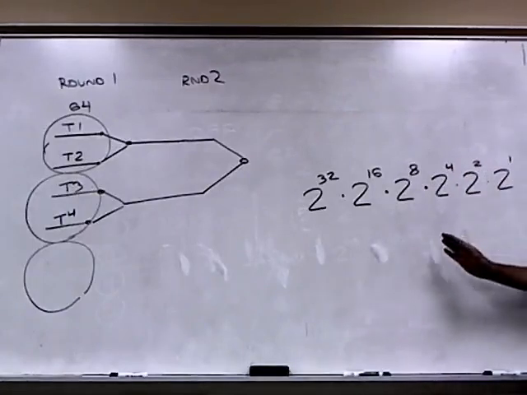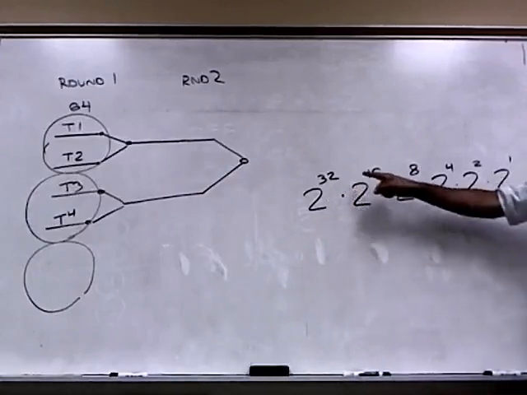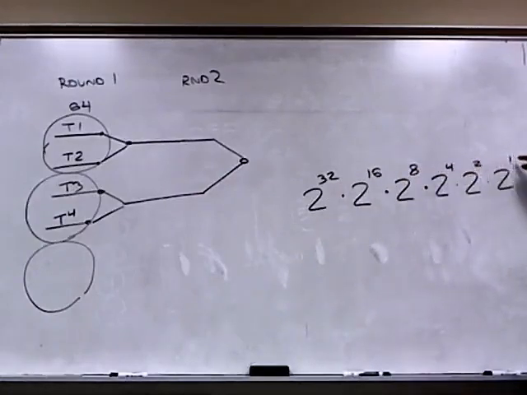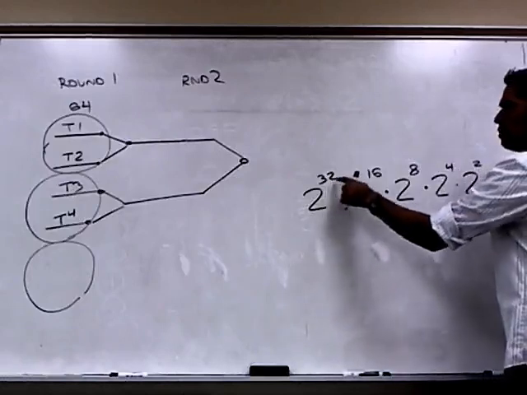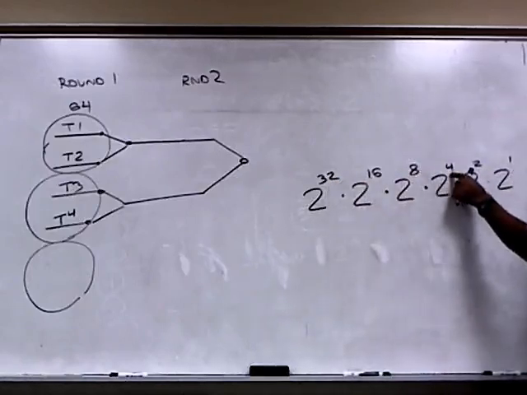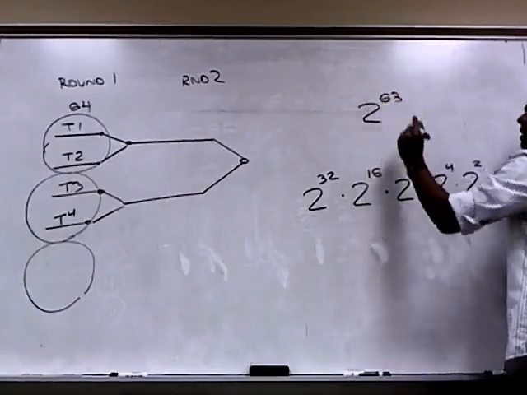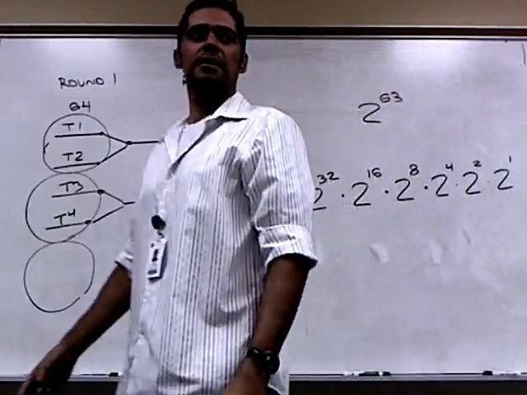Now remember properties of exponents. If you have the same base and you multiply, what do you do to the exponents? Add them up. So let's add this. 32 plus 16, 48 plus 8, plus this, 3. 2 to the 63. Somebody on their calculator, 2 to the 63? Oh, that's a lot.